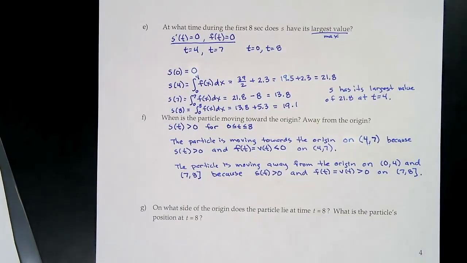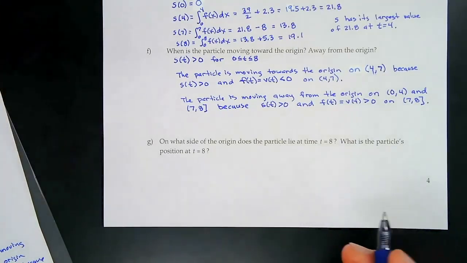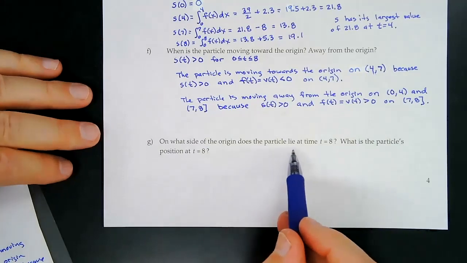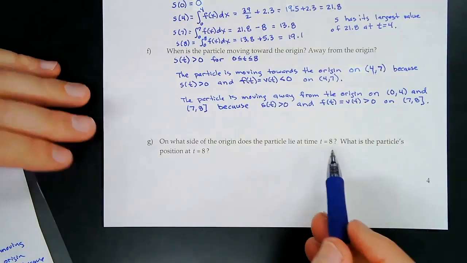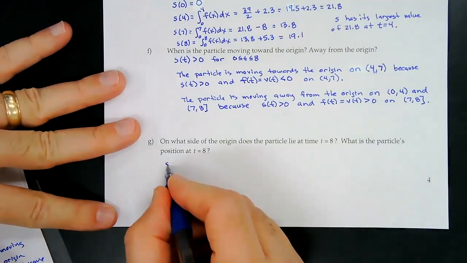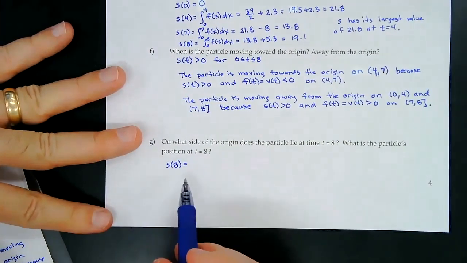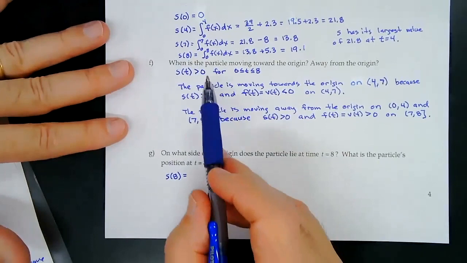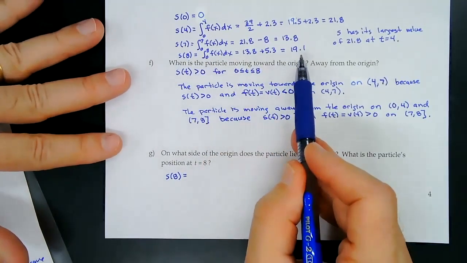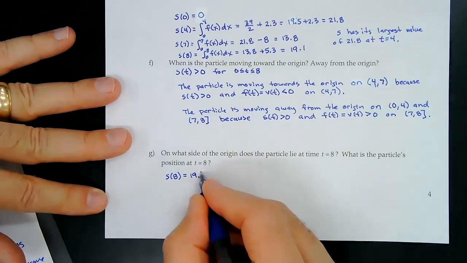All right, guys, so let's go to the next problem. The next question is really kind of a do-over. It's just asking, on what side of the origin does the particle lie at time t equals 8? So that's just asking what is the position at t equals 8. So s of 8, well, we calculated s of 8 right up here. S of 8 is 19.1, so we don't need to recalculate it. So s of 8 is equal to 19.1.